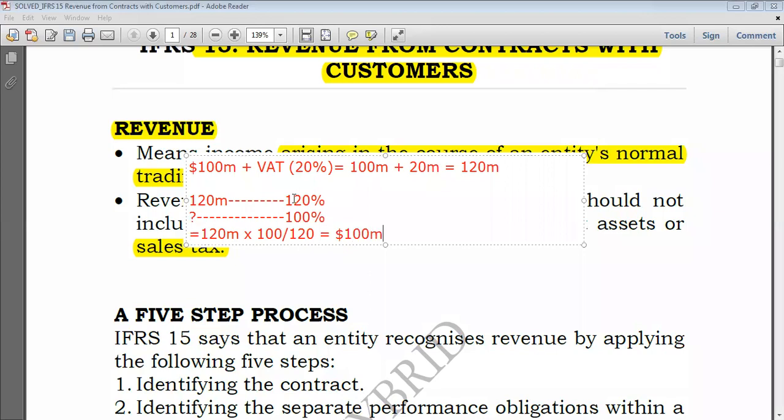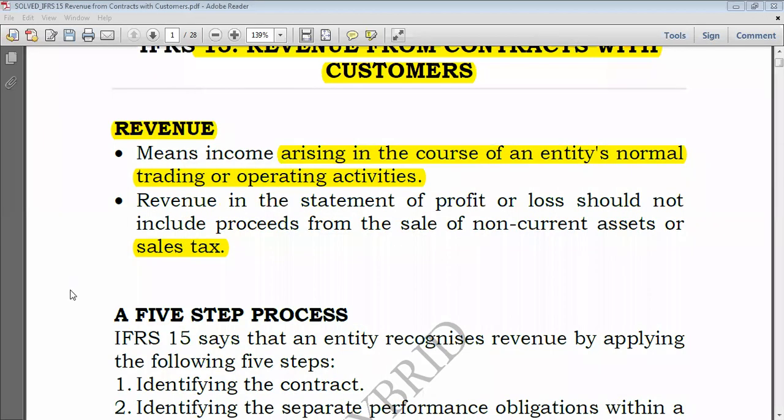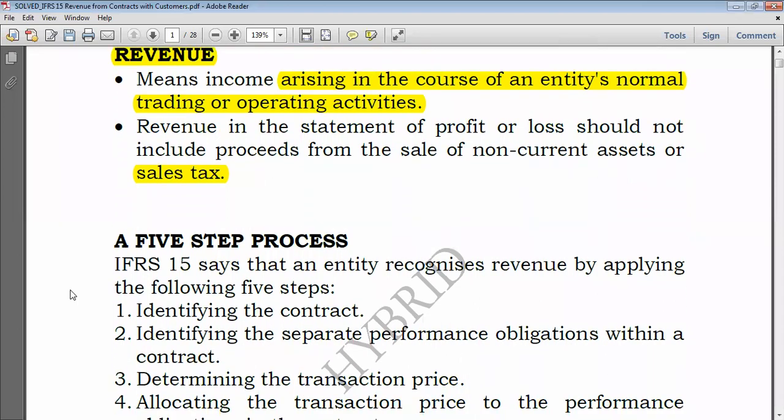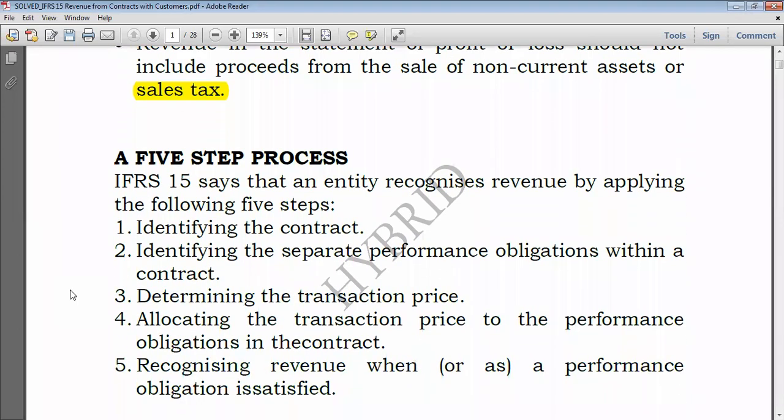So this is what we do. It was just a simple demonstration that is unlikely to be asked in an exam, but actually it's worth knowing. So let's go to a five-step process. Now here is where the key of this standard lies. This is the main point of the standard. IFRS 15 speaks of a five-step process.